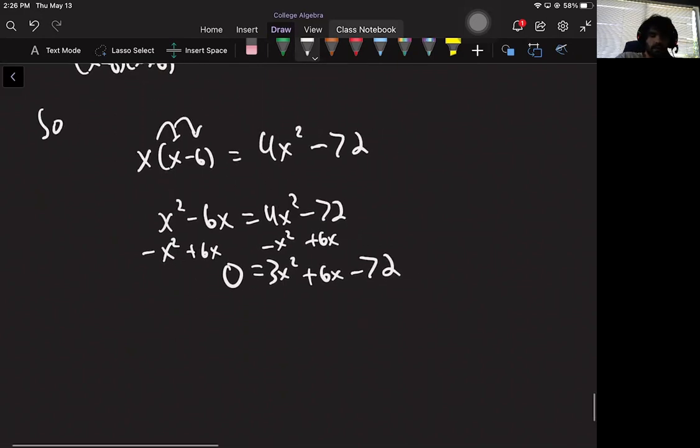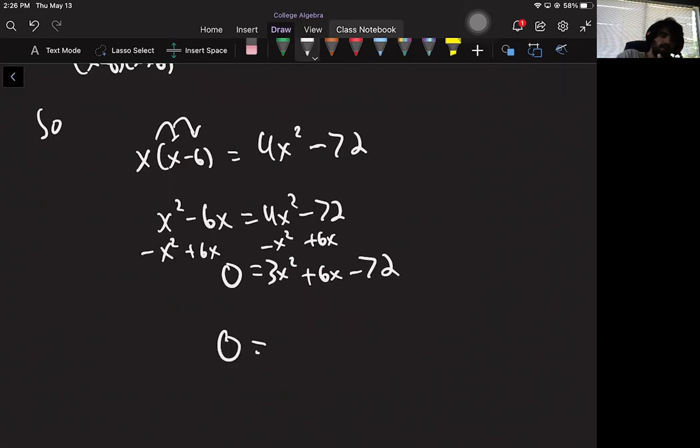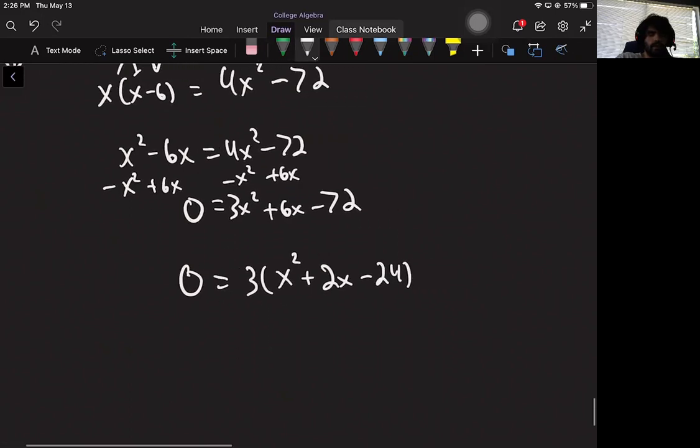So let's see. I think I can factor this. So 3 goes into x squared. 3x squared. I can take it out there. And then 3 goes into 6 twice. I believe 3 goes into 72, but I need to cheat again. Yeah, 24 times. So this way I don't have to use the quadratic formula.